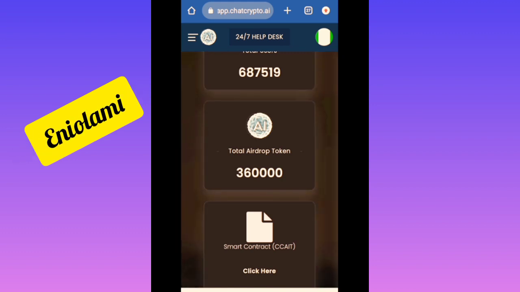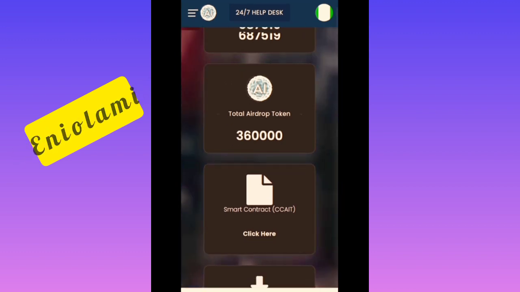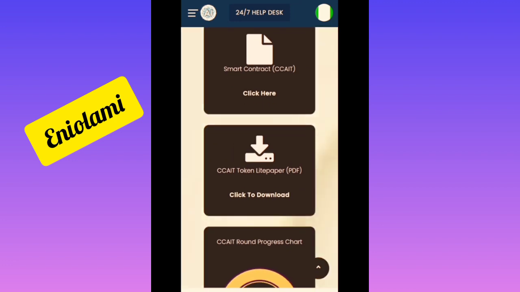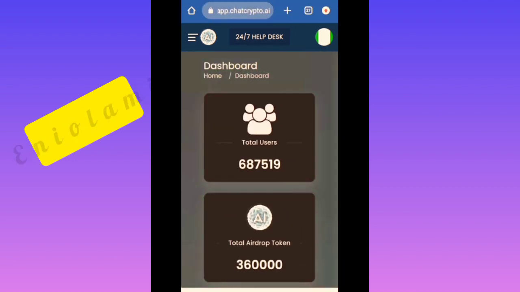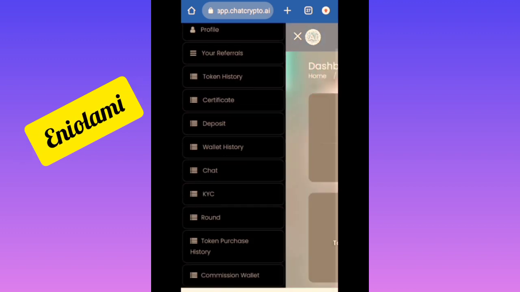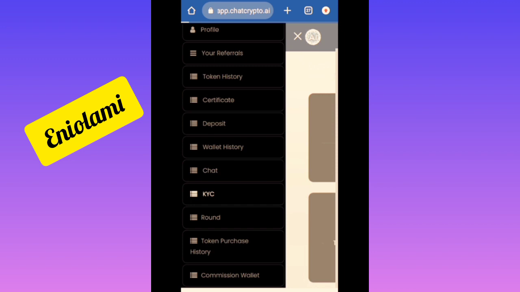You register and get 1,600 tokens. These tokens will be given to you, and firstly you need to do your KYC. The KYC process is very seamless. You just have to click on these 3 lines, then click on KYC and submit your documents. That's all, nothing else attached to it. The moment you do this, that's phase 1 of the airdrop withdrawal.